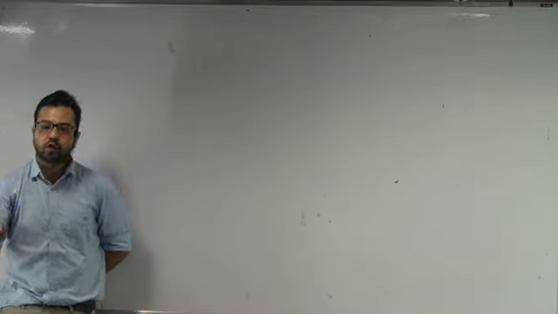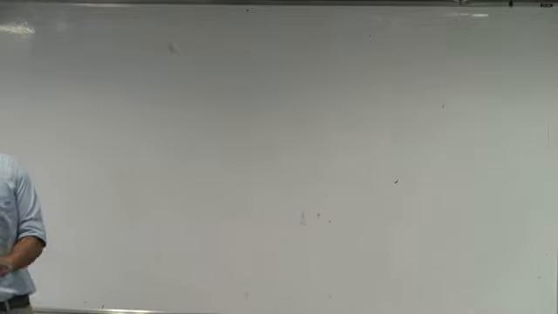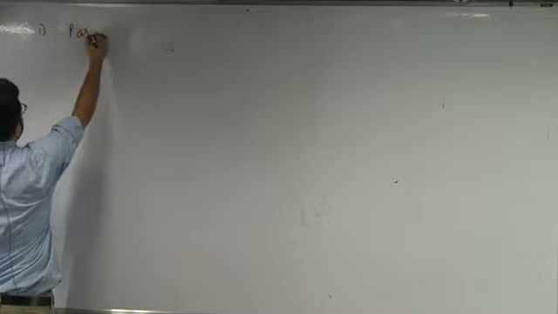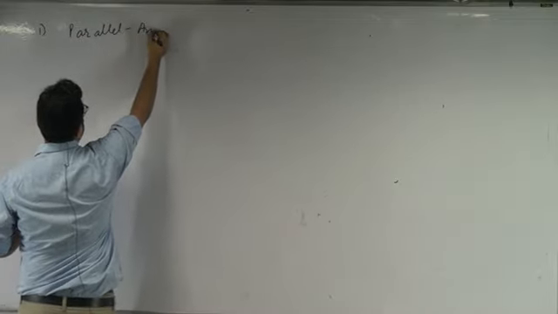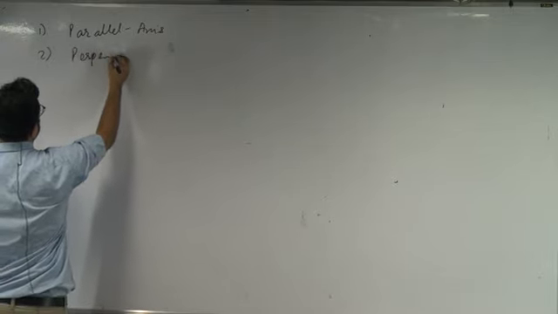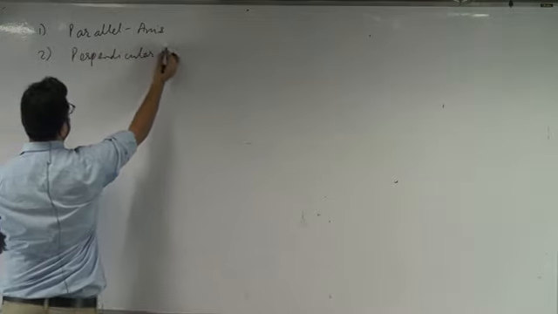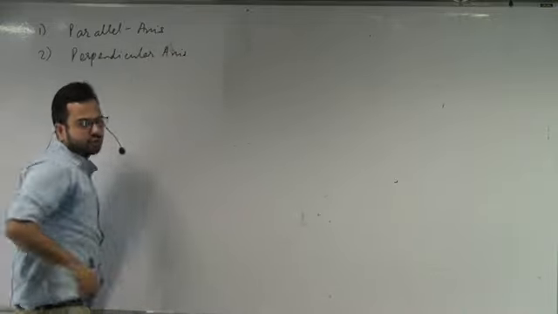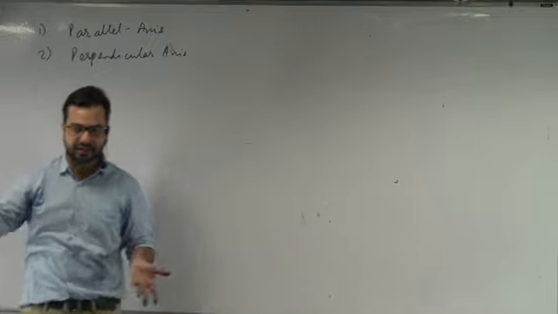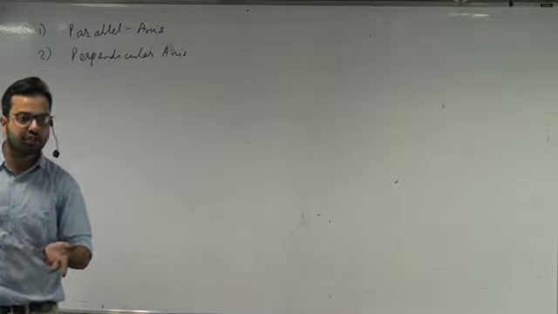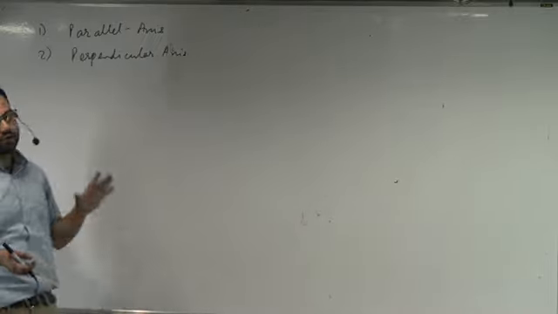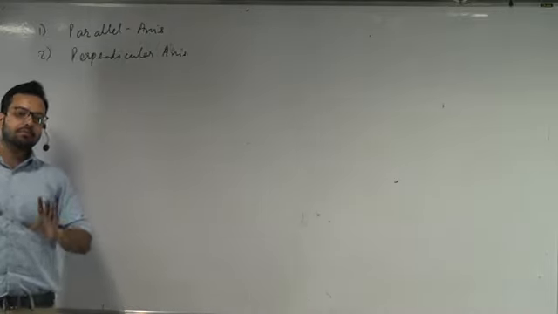Okay. Now there are two theorems which can help us find moment of inertia. One is known as the parallel axis theorem, and the second one is known as the perpendicular axis theorem. So if we know the moment of inertia of certain objects about certain axis, we can find the moment of inertia of those objects about a different axis. We can do that using these two theorems: parallel axis theorem, perpendicular axis theorem.